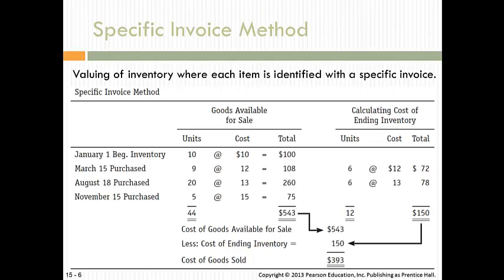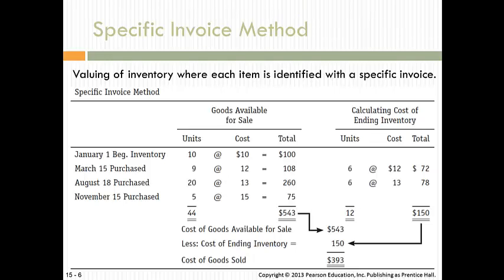So first let's look at the specific identification method. The cost of ending inventory is assigned by identifying each rake in that ending inventory by a specific purchase price. So let's assume that Jones Hardware knew that 6 of the rakes not sold were from the March 15th purchase, and the other 6 were from the August 18th purchase.